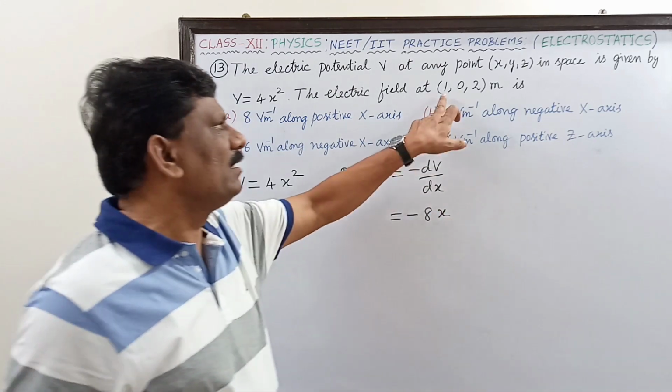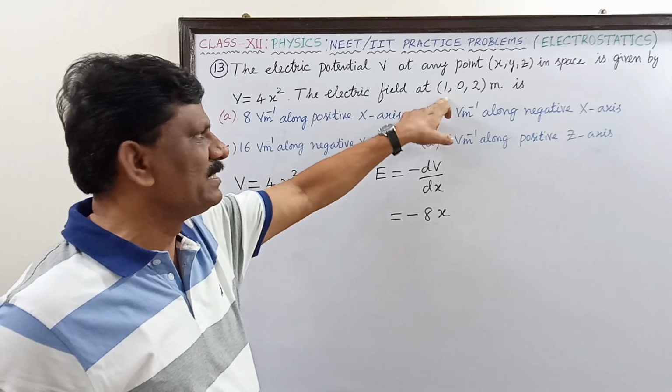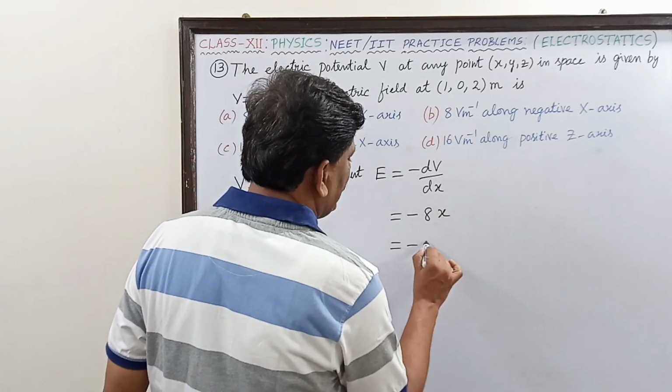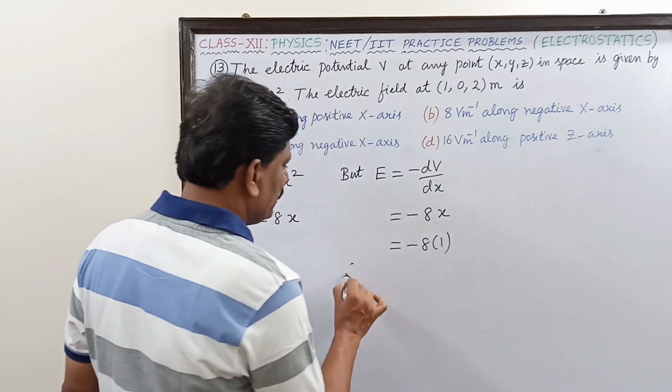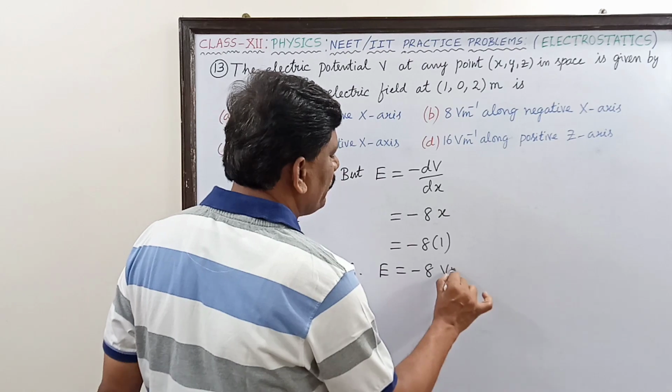So the coordinates of x, y, z are 1, 0, 2. So the value of x should be substituted as 1. So this is equal to minus 8 into 1. Therefore E is equal to minus 8 volt per meter.